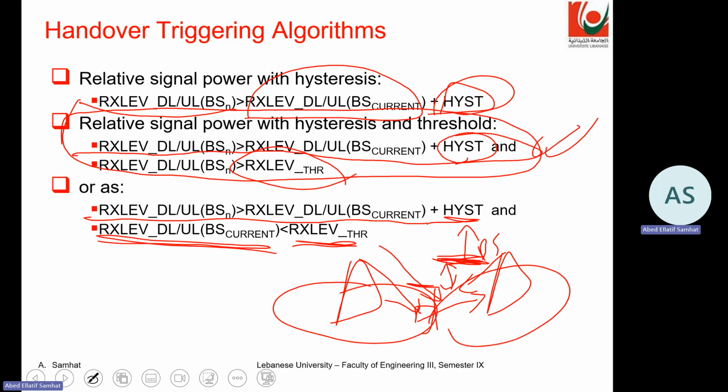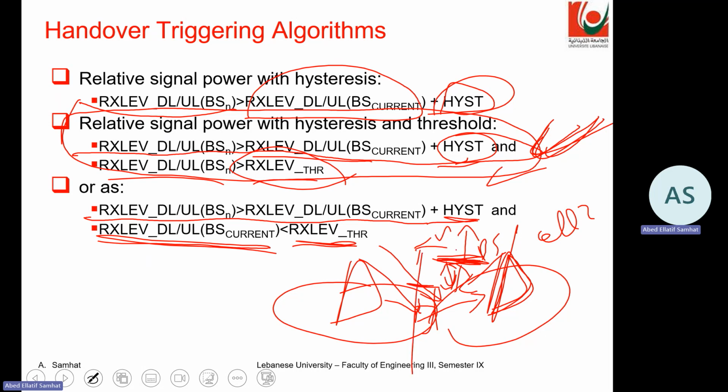When this algorithm is validated, this means that the received power from this base station, cell 2, is greater than the current base station plus delta, and it's greater than the threshold. In this case, we trigger the handover. So the objective here is to trigger the handover.